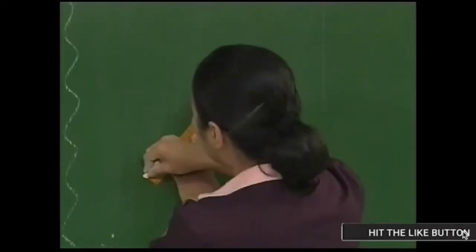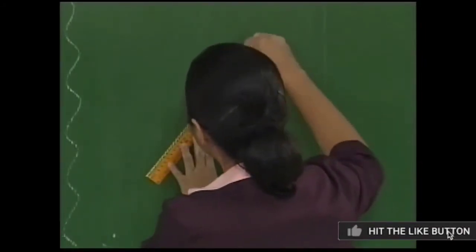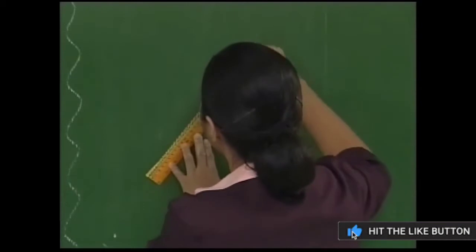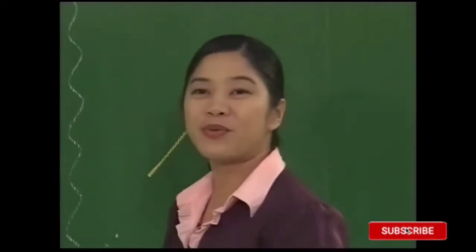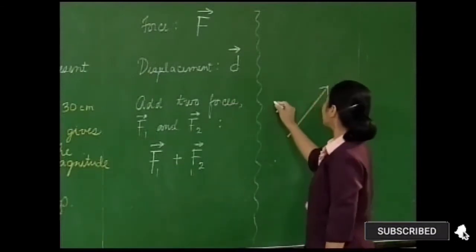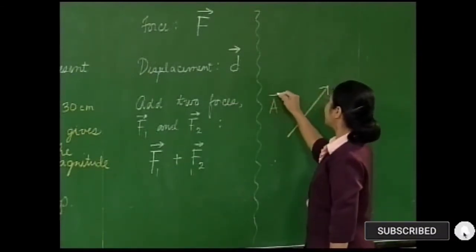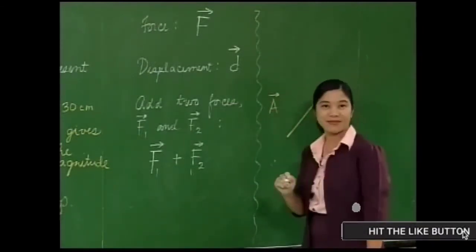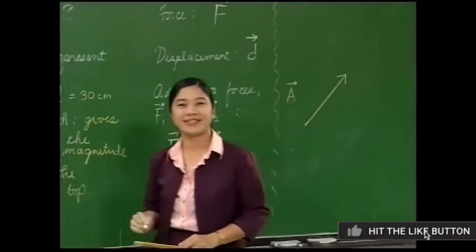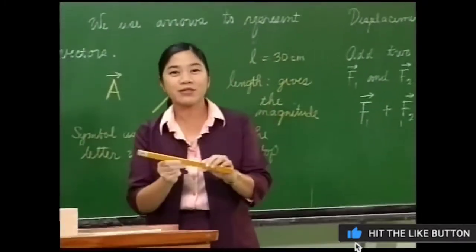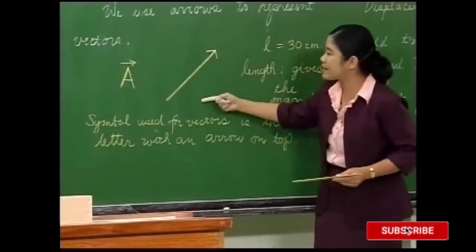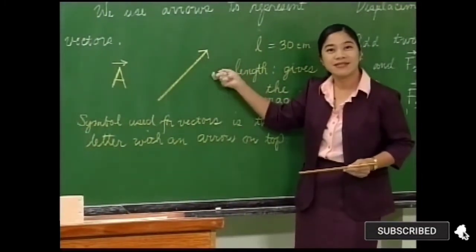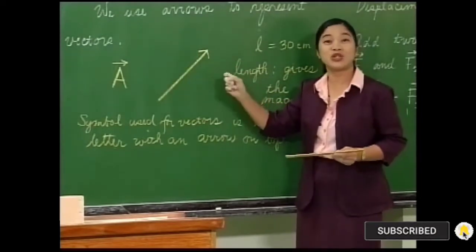I just have to make sure that the length should be exactly the same. Otherwise, I change the vector. So you have A. This is still my vector A. Now, the problem is, for a vector to be the same, you have to make sure that the direction is maintained. It should not change.